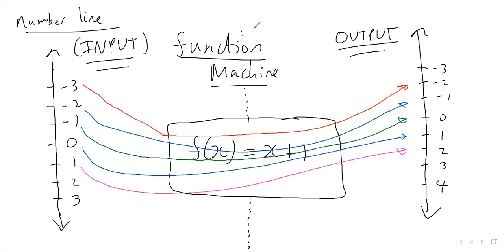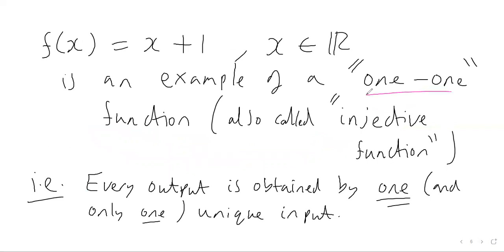So what we get when we plug in a number into this function, so one number gives us one number out. So one unique number gives us one unique number. This is called a one-to-one function. So this is an example of a one-to-one mapping, or a one-to-one function.